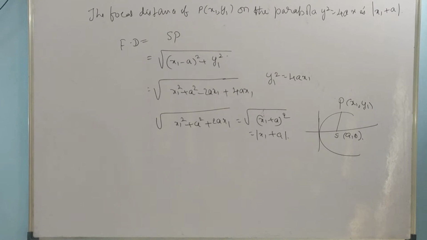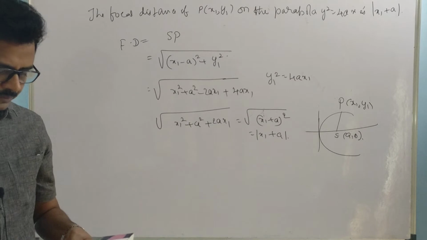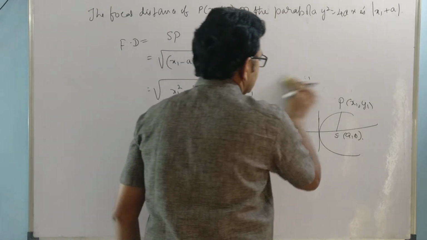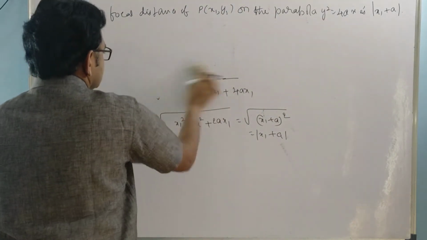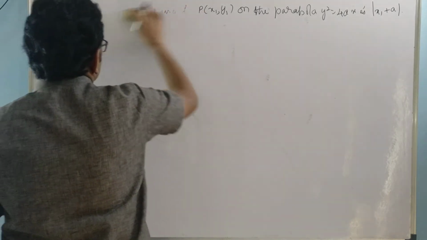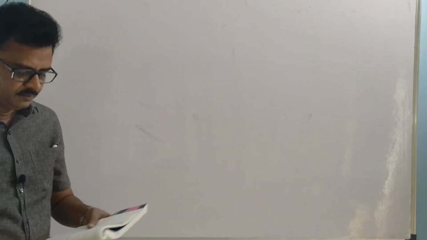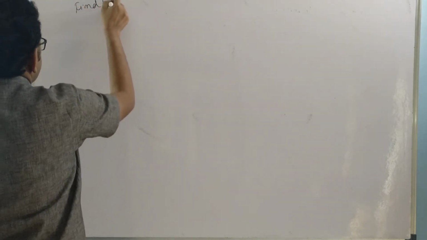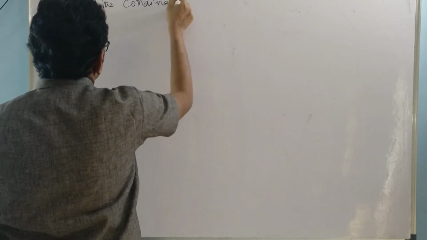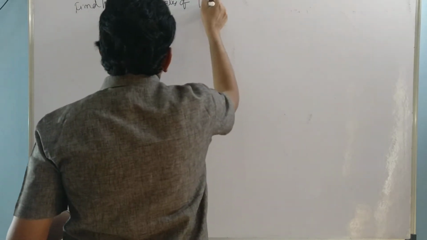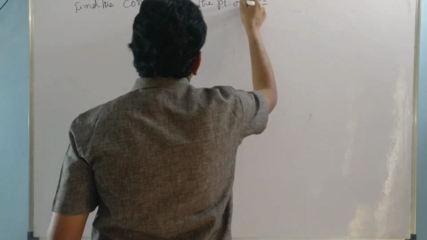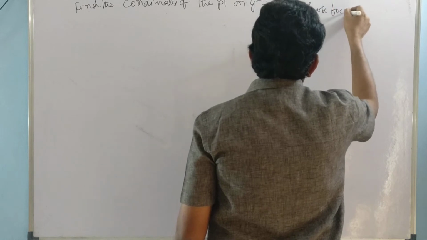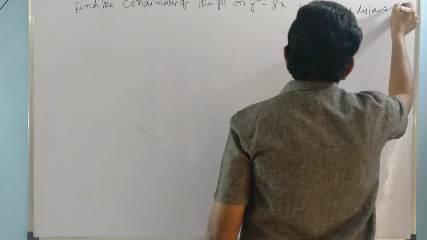Write down one problem based on focal distance. Find the coordinates of the point on the parabola y square is equal to 8x whose focal distance is 10.